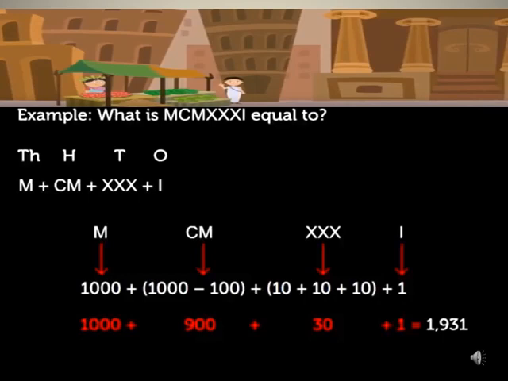Keeping in mind the rules explained earlier, we first write this number into 1000s, 100s, 10s, 1s, as M plus CM plus XXX plus I. Now let us write down the values of the respective numerals. The value of M is equal to 1000, CM is equal to 1000 minus 100, which is equal to 900, XXX is equal to 10 plus 10 plus 10, which is equal to 30, and lastly the value of I is equal to 1. On adding 1000 plus 900 plus 30 plus 1, we get the answer as 1931.